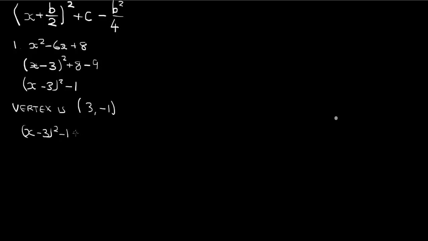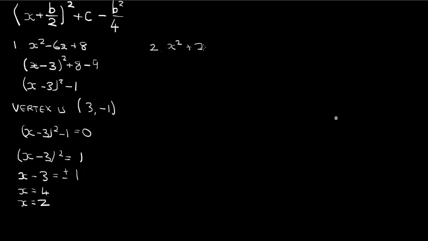First of all, if you're going to solve this equation from that completed square form, you get x minus 3 squared minus 1 equals 0. So x minus 3 squared equals 1. So then we've got x minus 3 equals plus or minus 1, square root of 1, which gives us the solutions x equals 4 and x equals 2. So that's how we can solve an equation from a completed square form. So you may be asked to solve the equation using completing the square, and that's how we do it.